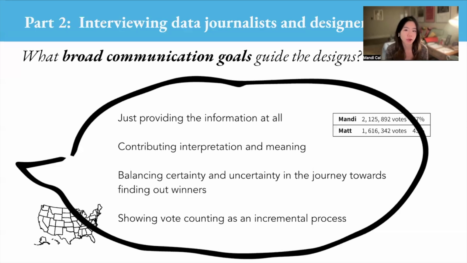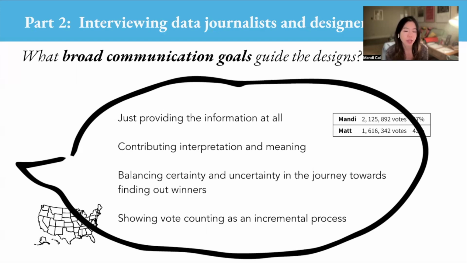Now we turn to the broad communication goals that our interviewees discussed, and we list the goals here. They are described in more detail in the paper. So the first goal is just providing the information at all, and this gets at the responsibility felt by data journalists to make this information public and available. Another goal is contributing interpretation and meaning around election results. So what do results say about the electorate and what the electorate wants? What do election outcomes mean for people's everyday lives going forward?